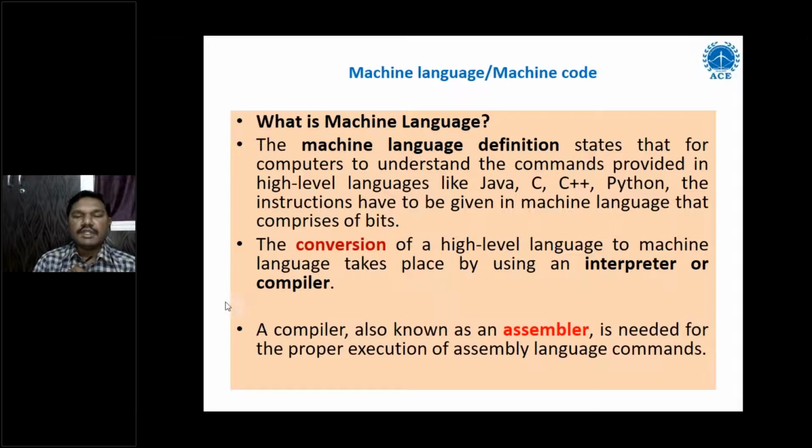So what is an interpreter or compiler? It is software that converts high-level language to low-level language. An assembler is needed for the proper execution of assembly language programs. Right. So to convert an assembly level language program to machine language, we need an assembler. High level language to low level language or machine language is done by a compiler. Okay.